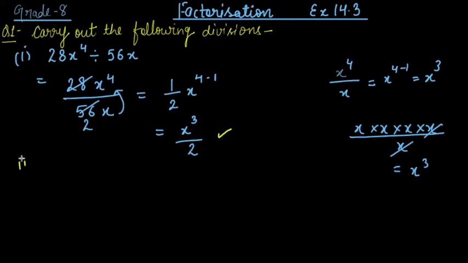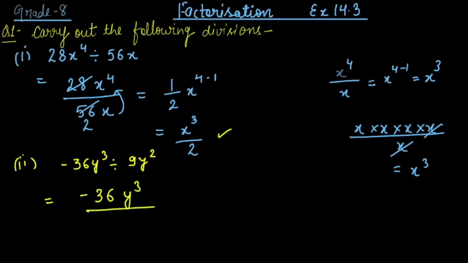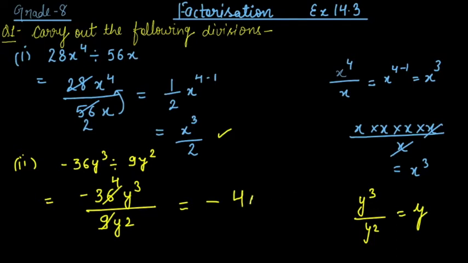Now second part, if you see, is minus 36y cubed divided by 9y square. Again we will write it in the fractional form, minus sign as it is, upon 9y square. Now the minus sign will be as it is, 9 fours are 36, so here is a 4, y cube upon y square. So y cube upon y square means you are left with 1 y here. So your answer will be minus 4y. So these are simple divisions of the algebraic expressions.